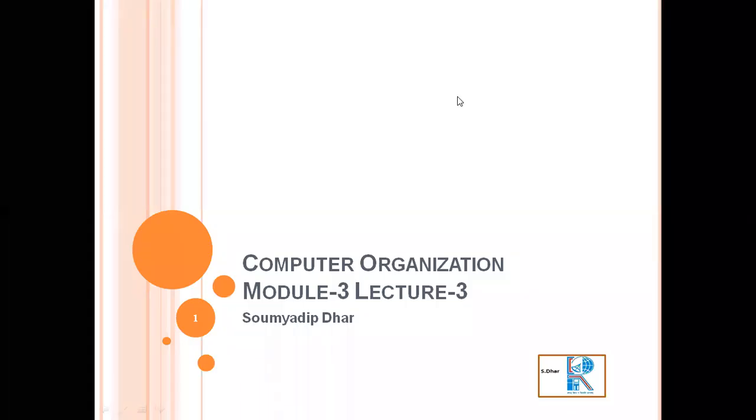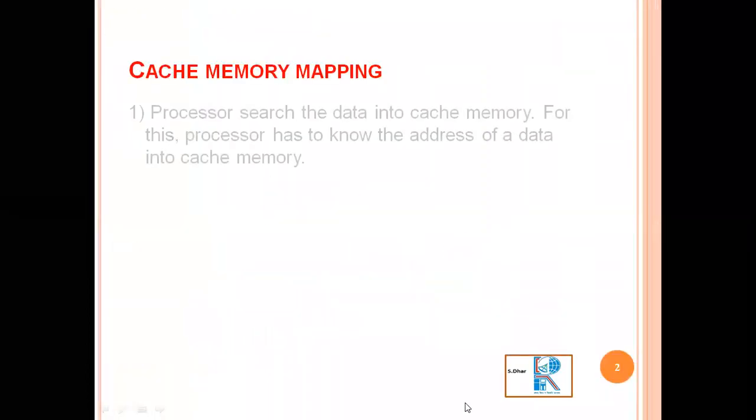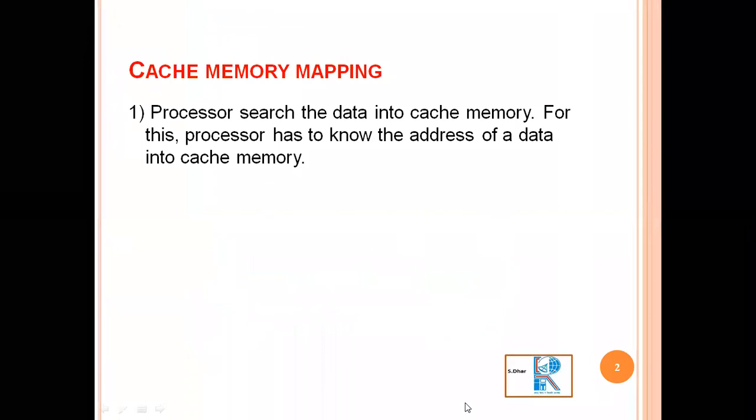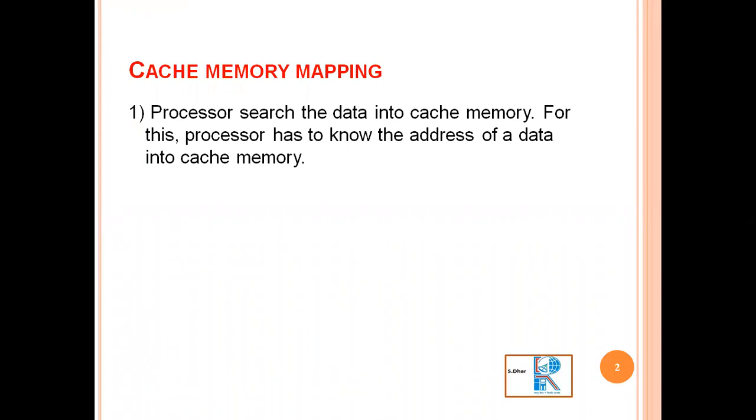So today's class is Computer Organization Module 3, Lecture 3. Now, last day we learned about what is cache memory in the memory hierarchy. Again, I am just recalling the things. Cache memory is a temporary memory which is in between the processor and the main memory.